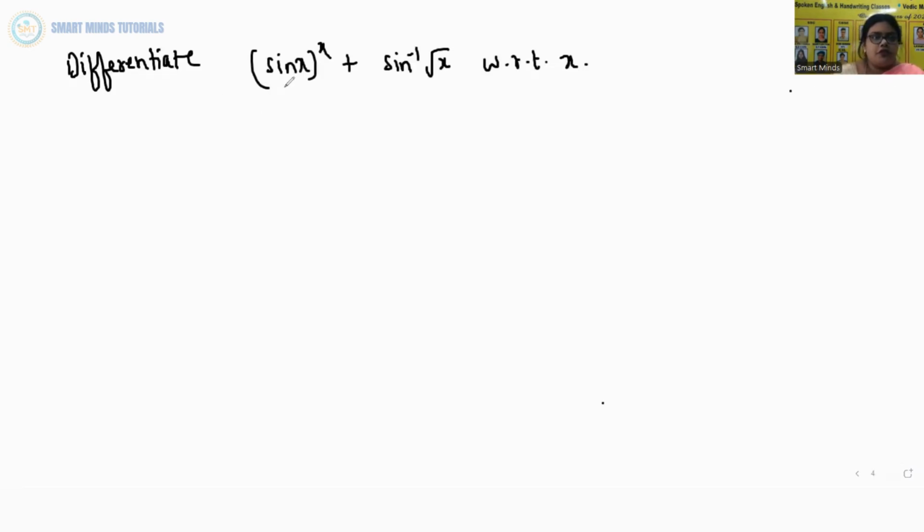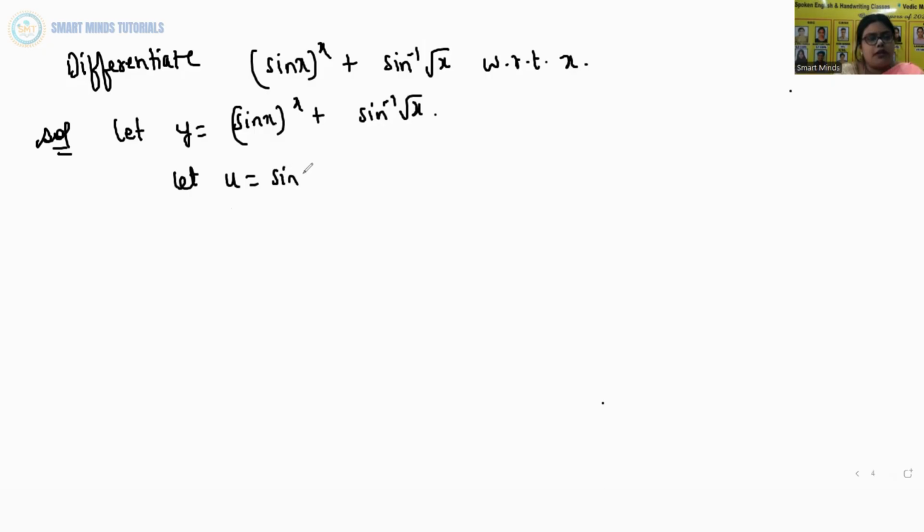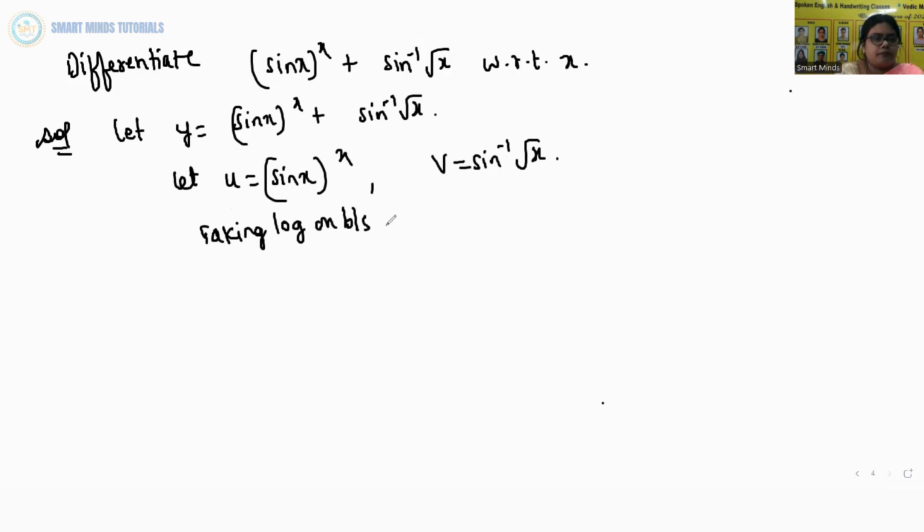Now take this question: differentiate (sin x)^x plus sin inverse of root x with respect to x. So first let us take y equal to (sin x)^x plus sin inverse of root x. Now let us take u equal to (sin x)^x and v equal to sin inverse of root x. Now taking log on both sides, you get log u equal to log (sin x)^x, so that is x log sin x.